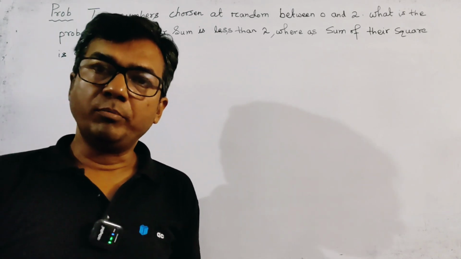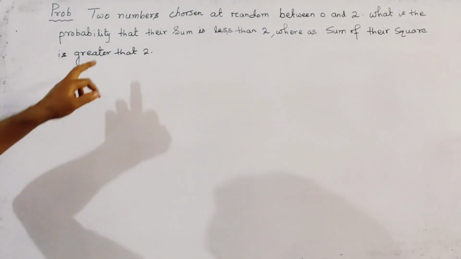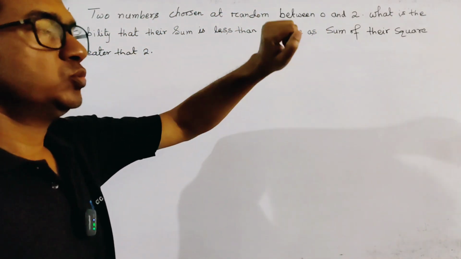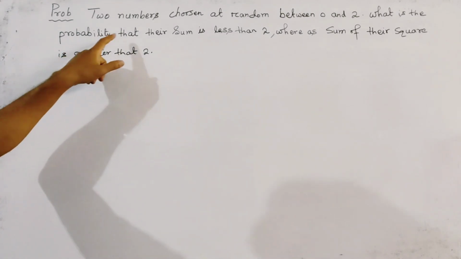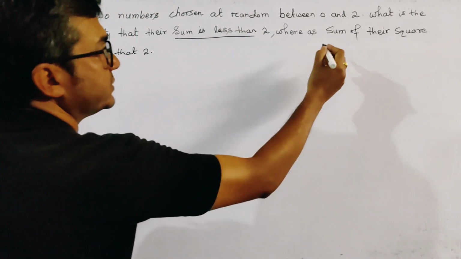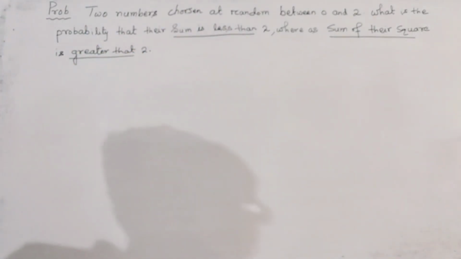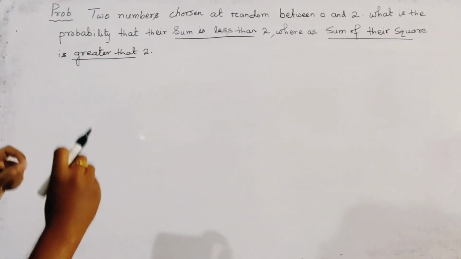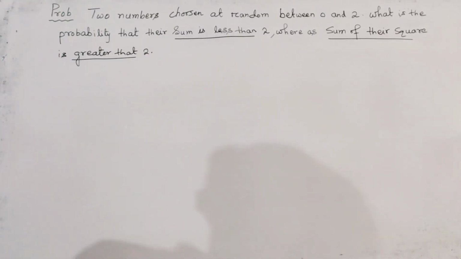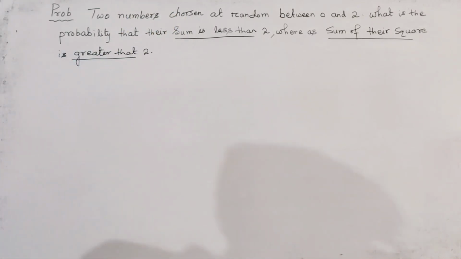This problem is from two-dimensional probability distribution, and the problem is: two numbers are chosen at random between 0 and 2. What is the probability that their sum is less than 2, whereas the sum of their squares is greater than 2? Okay, so here we use uniform probability distribution, and it is given that two numbers are chosen between 0 and 2.